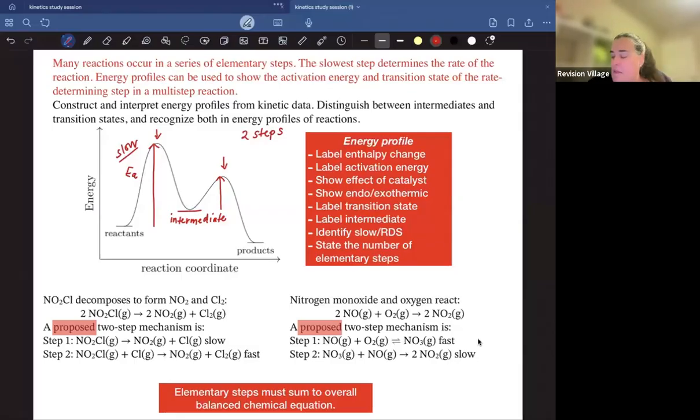The second step must be the fast step because it has a much lower activation energy. This overall reaction shows the reactants at a higher energy than the products. And so this overall reaction is exothermic. There's a new vocabulary term here other than intermediate. We call this slow step the rate determining step.